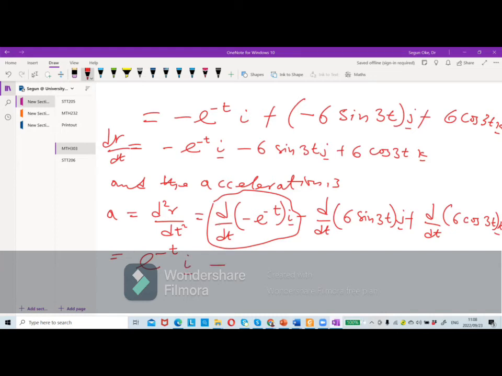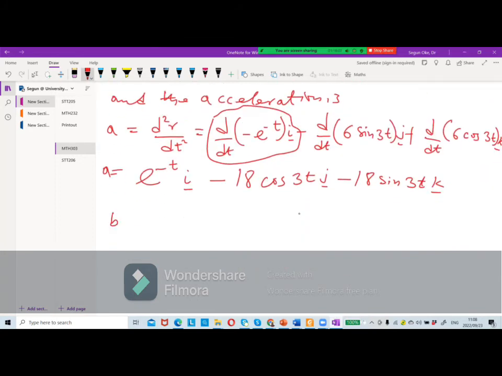So minus. Now, when you differentiate this one, you have 3 times 6, 18 cos 3t j. Then when you differentiate cos, you have a negative sign, minus 18 sine 3t, so plus 18 sine 3t k. So you can mute yourself. Thank you. So we proceed.